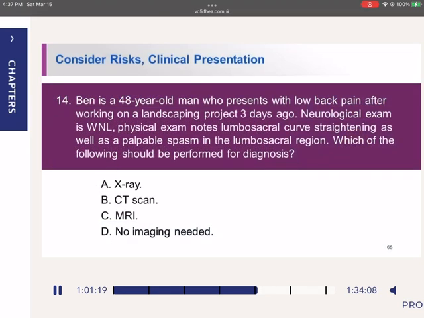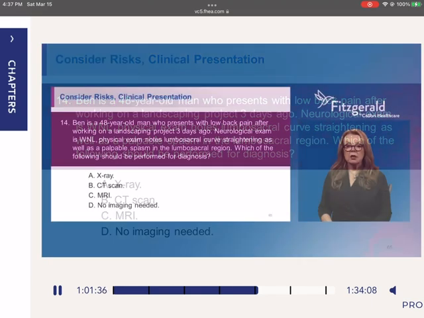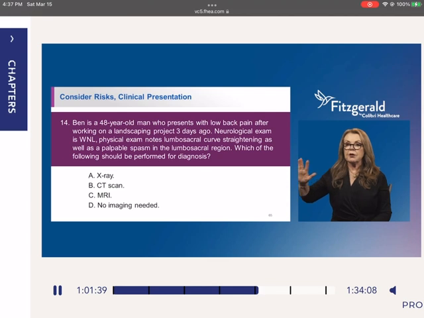Ben is a 48-year-old man who presents with low back pain after working on a landscaping project 3 days ago. Neuro exam is normal. Physical exam notes lumbar sacral curve straightening, as well as palpable spasm in the lumbar sacral region. You'll see quite often when you examine a person with this condition that you can actually feel the spasm throughout the lumbar sacral region. Which of the following should be performed? A, X-ray, B, CT scan, C, MRI, D, no imaging is needed.